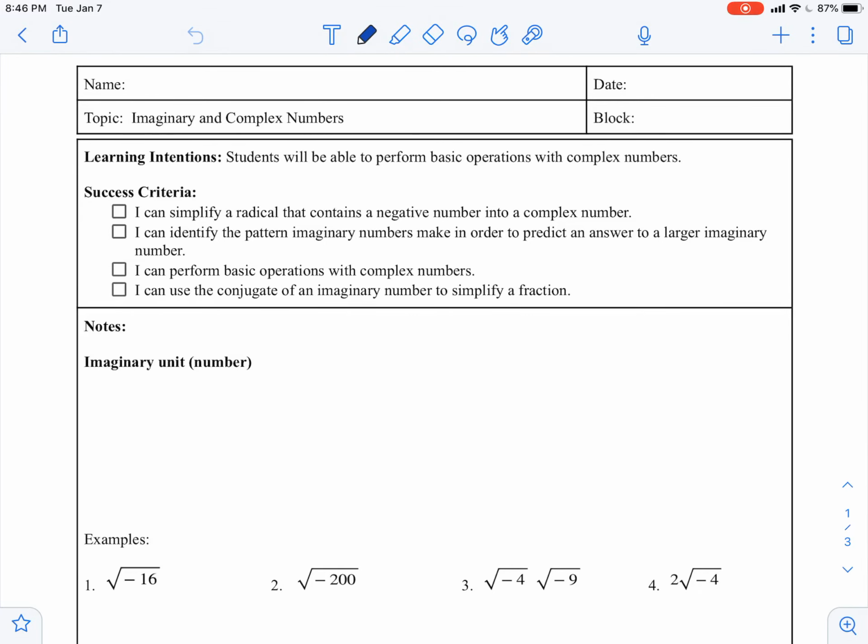Okay, welcome to today's topic. Today we're going to be talking about imaginary numbers, and then we're also going to talk about complex numbers in the video after this, although this one is just on the imaginary part of it.